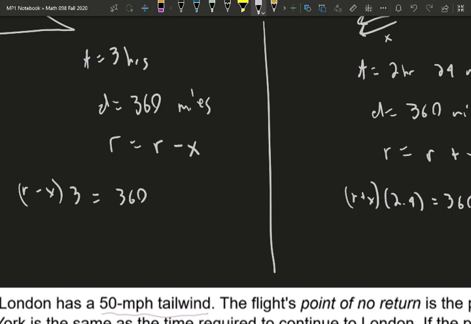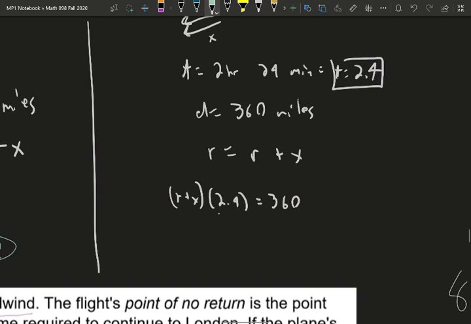Or you could just solve for one of the variables. This is how I personally would do it. I would say, okay, no problem. I'm going to divide by 3 on both sides. So R minus X equals 120. Here, I'm going to divide by 2.4. So R plus X equals 360 divided by 2.4, which is 150.